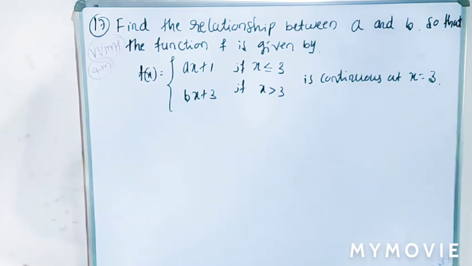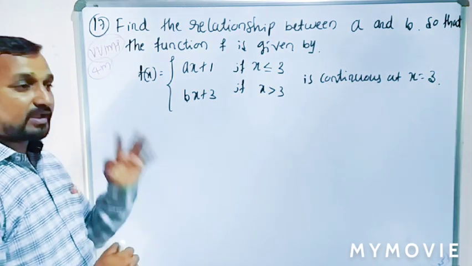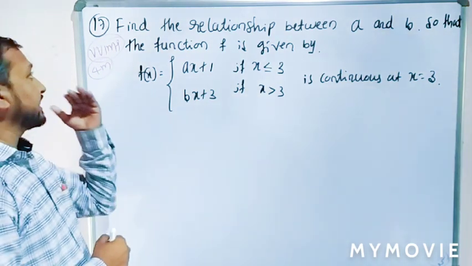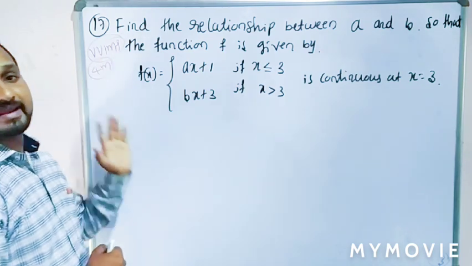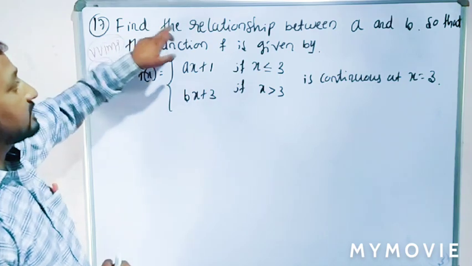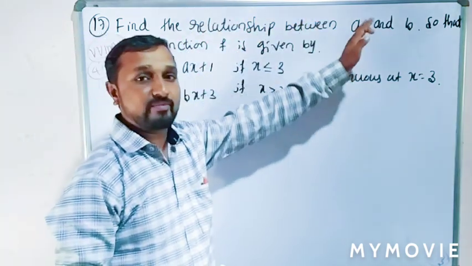So students, this is a very important example for 4 marks. In 2018 this question appeared. Very important example it is. Here, find the relationship between a and b. A and b are the unknown values.